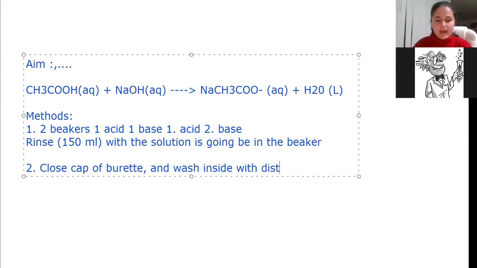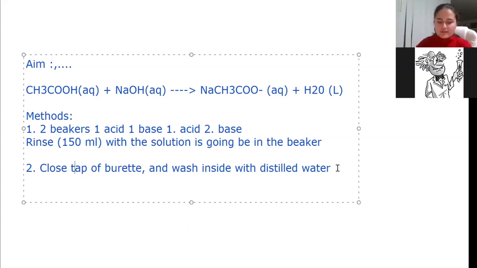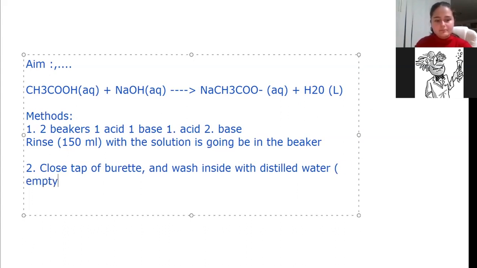And allow that water to run through the tap. Does that make sense? Because firstly, you're going to close the tap, fill the burette up with water, not the whole thing, just halfway, mostly through it. Circle it around, and then let the water out through your little tap. So you fill it up and then open it. So remember, use the tap. Close the tap of the burette. Wash inside with distilled water. Empty via the tap.